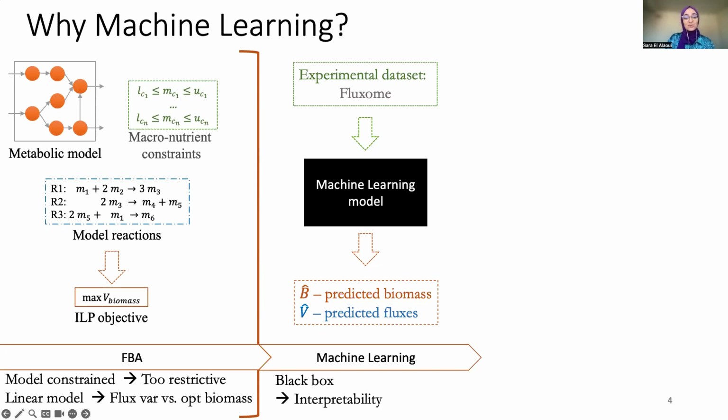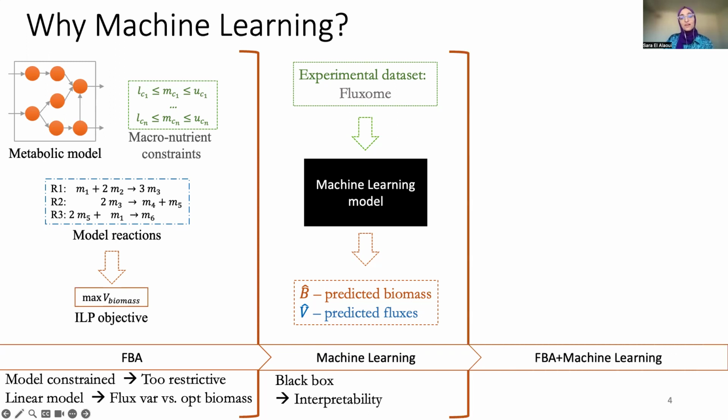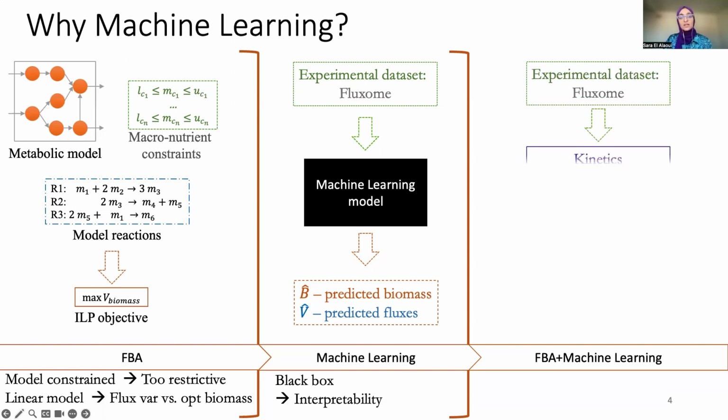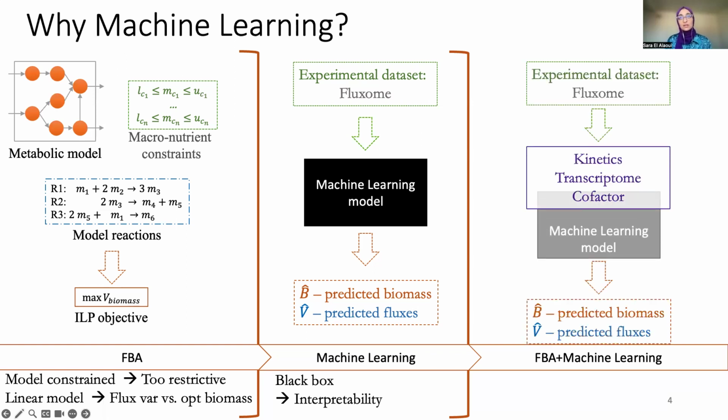The other problem with that is that it's a black box, so it's hard to interpret what's going on. So then what if we find a method that is a compromise between the two, but is actually much better, because we don't need a lot of data, but we also can have more interpretability and we can remove that linearity of FBA. This method is known as physics-informed machine learning.